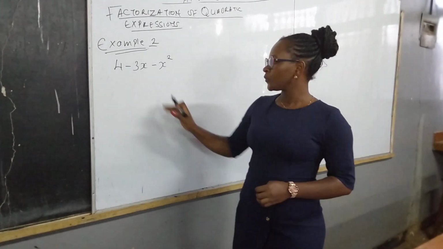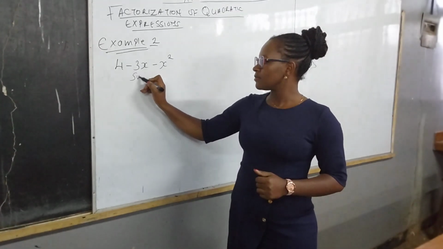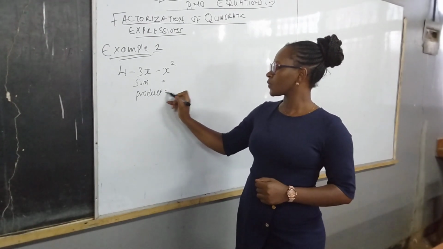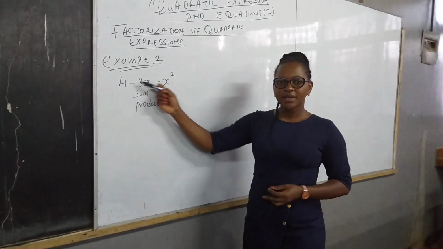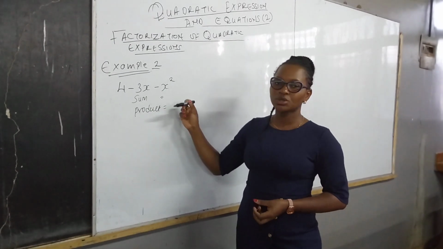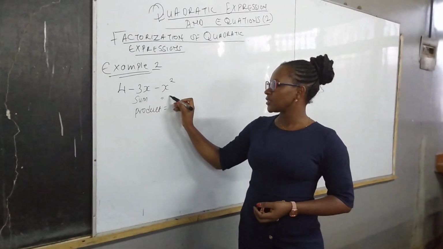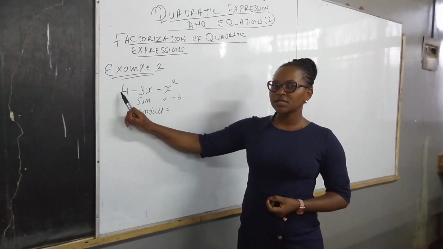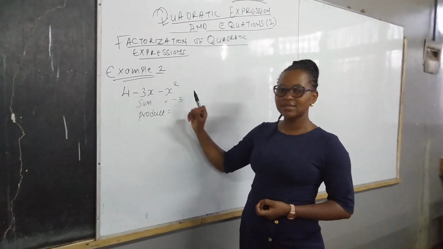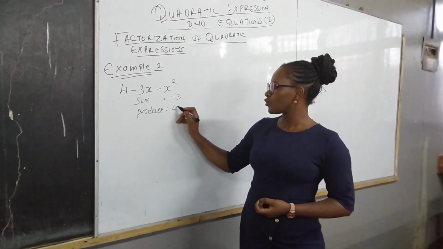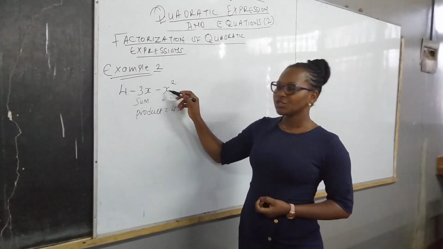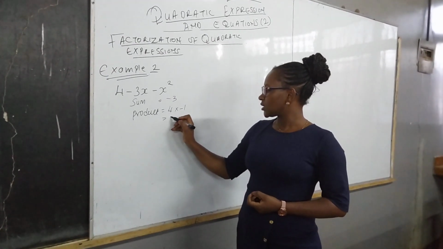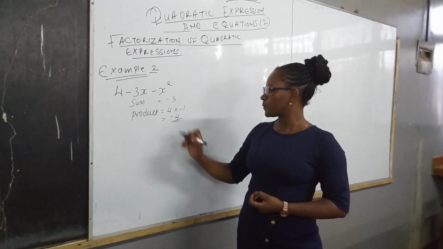As we said earlier, we write this expression as sum and product. The sum, we said, is the second value of our expression, and the second value here is negative 3. The product will be the multiple of the first term in the expression and the last term. So here we'll be having 4 multiplied by the coefficient of x squared, which is negative 1. We'll get a product of negative 4.